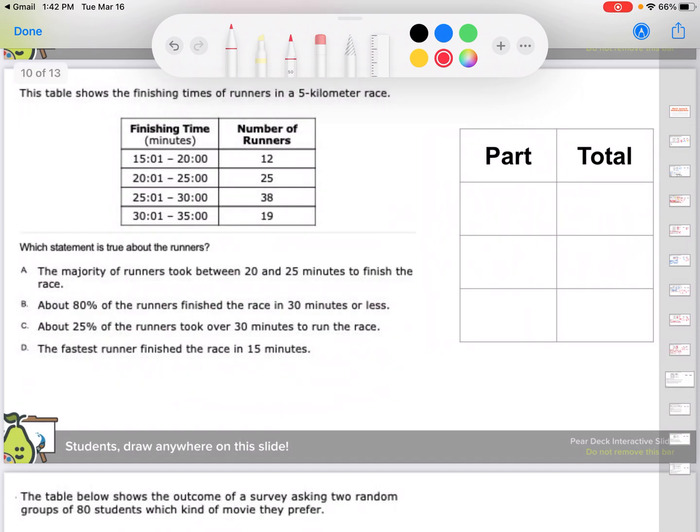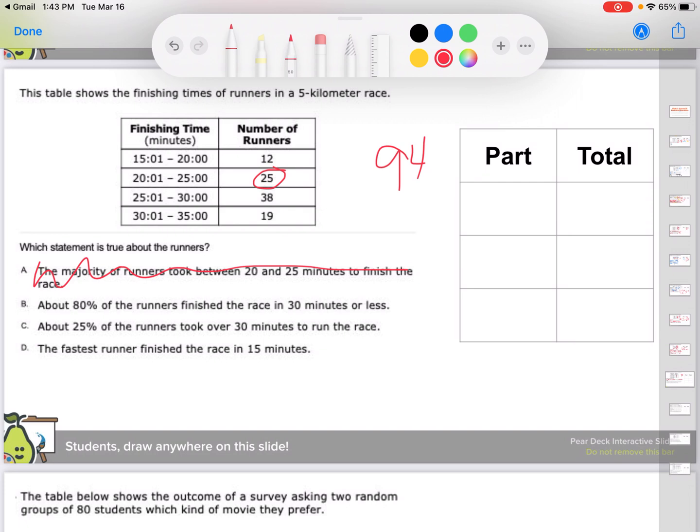All right, the next one, it says the majority of the runners took between 20 and 25 minutes to finish. Okay, so I have to figure out how many total runners I have, so I'm going to add them up. So 12 plus 25 plus 38 plus 19. I have 94 runners. Well, no, the majority would mean over half, and 25 isn't more than half.